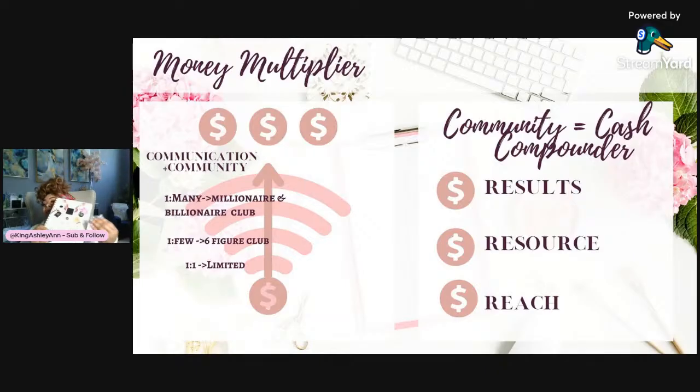No, I want to sell a few of these planners, or I want to sell many of these planners at a time. Does this make sense? Everybody picking up what I'm putting down right now?